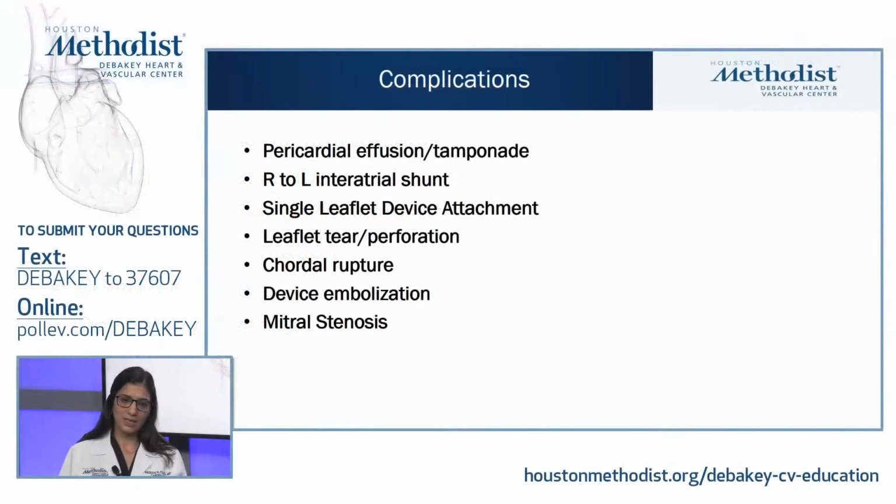Some of the complications of transcatheter edge-to-edge repair include pericardial effusions or tamponade, right to left interatrial shunt, especially in patients with right-sided heart failure or severe tricuspid regurgitation, single leaflet device attachment, leaflet tear and perforation, chordal rupture resulting in flail leaflets, device embolization, and mitral stenosis. And TEE is very instrumental in detecting these complications. For example, during a procedure, if a patient becomes hemodynamically unstable, it's important for the imager to screen for a pericardial effusion, tamponade, and use different views from the mid-esophageal views and transgastric views to detect such complications.